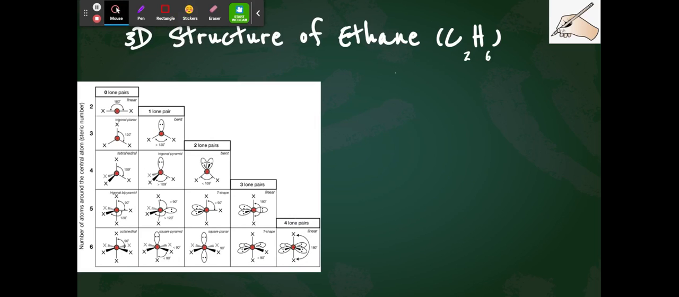So now let's talk about how we might draw this 3D structure of ethane. I'm going to take it 1 carbon at a time. So each carbon looks like this. It's got 3 hydrogens coming off of it. And it is bonded to the other carbon. So I'm going to draw that extra bond there.